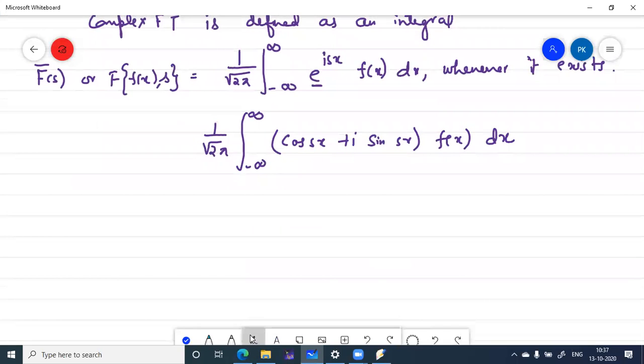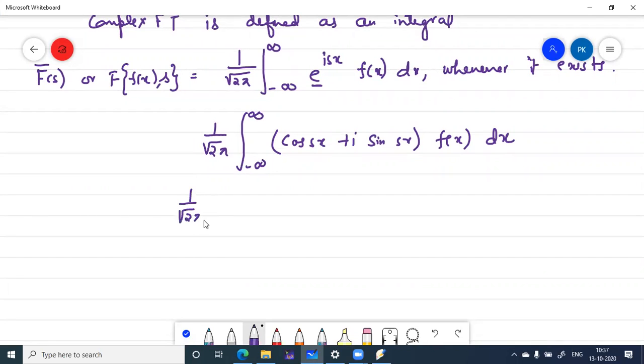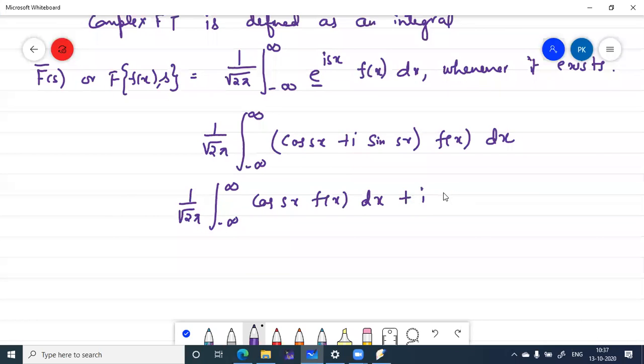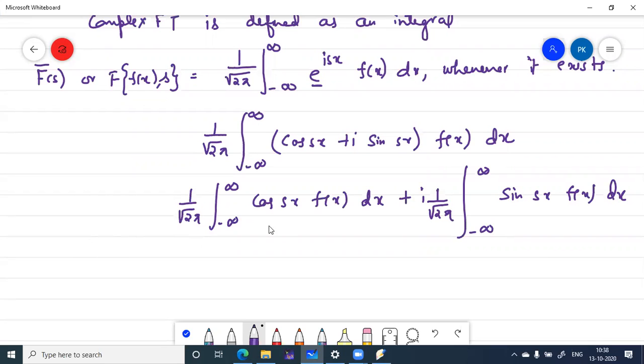Now separate this integral: the integral of cos sx f of x dx plus iota times the integral of sin sx f of x dx. Now, if we have a function, it may be even or odd. If the function is even, then you know that the cosine function is an even function and the sine function is an odd function. So what will this integral become?